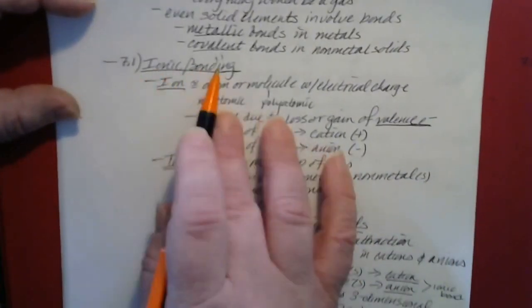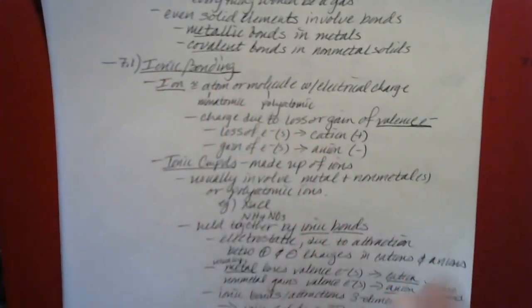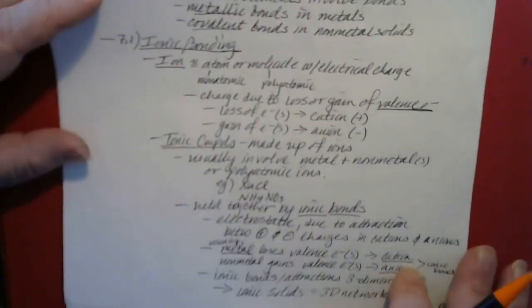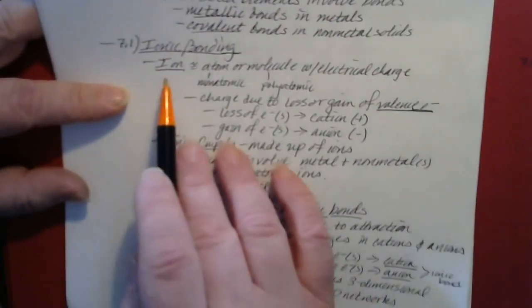The first section is about ionic bonding. We've already done quite a bit on ionic bonding. So again, I'm going to move through this fairly quickly.